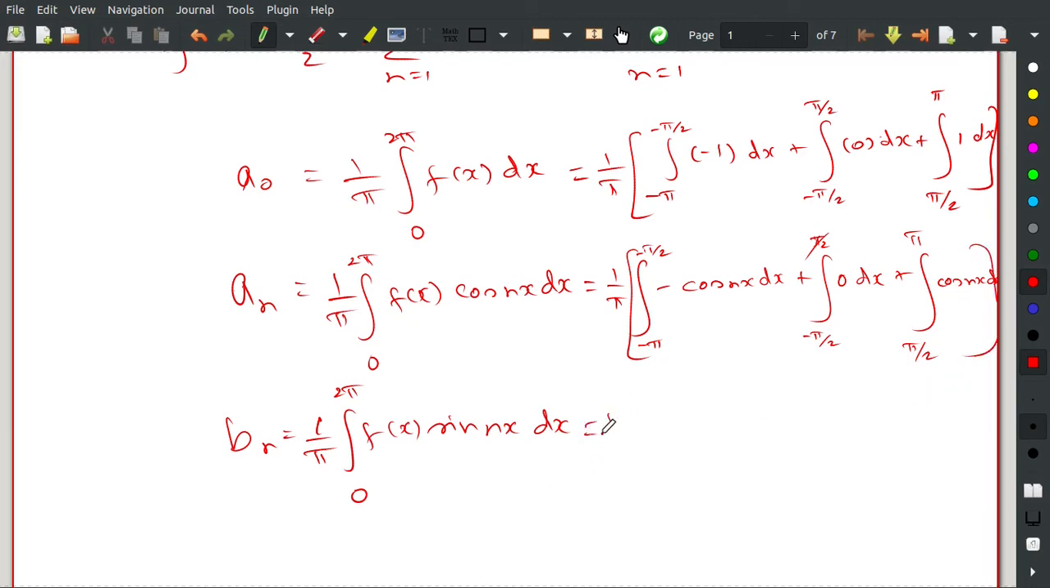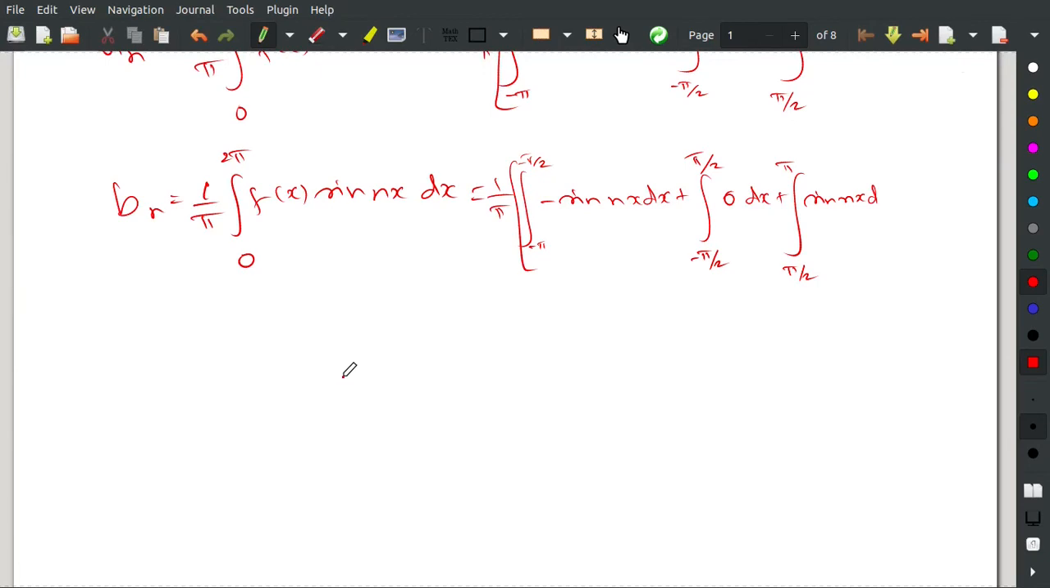Similarly for this also we have 1 by pi integral from minus pi to minus pi by 2 of minus sin nx dx, plus integral from minus pi by 2 to pi by 2 of 0 dx, plus integral from pi by 2 to pi of sin nx dx. Okay, next we can see odd and even functions.